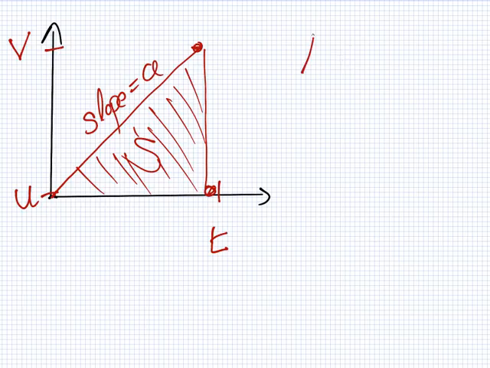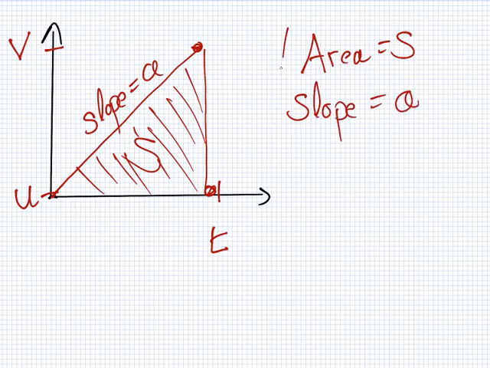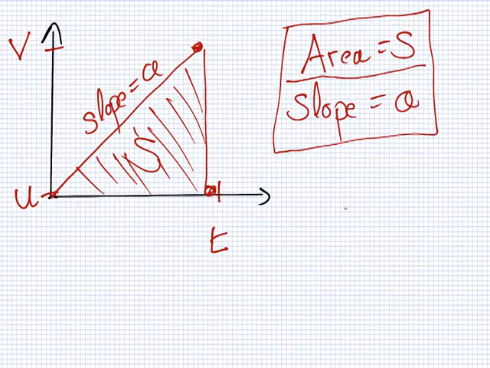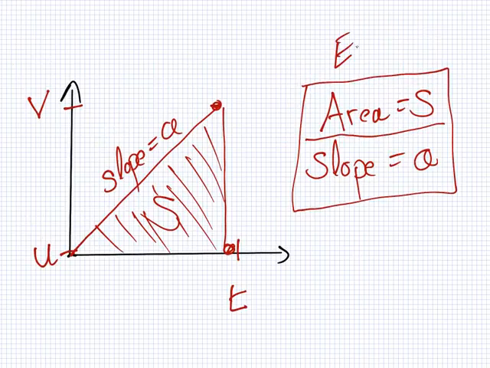So now we have the extra result that the area represents the S and the slope, or the gradient, represents the A. So this is now extra. Okay, continue? Yes. Okay.